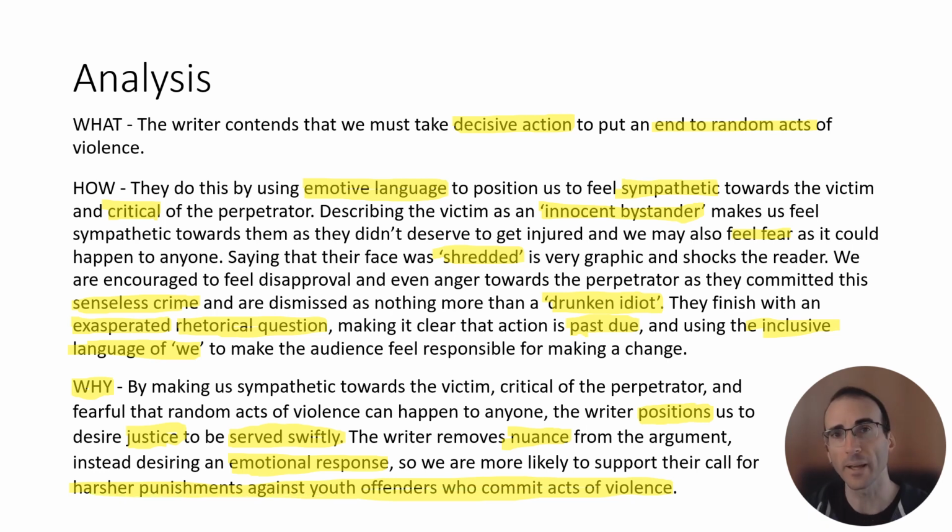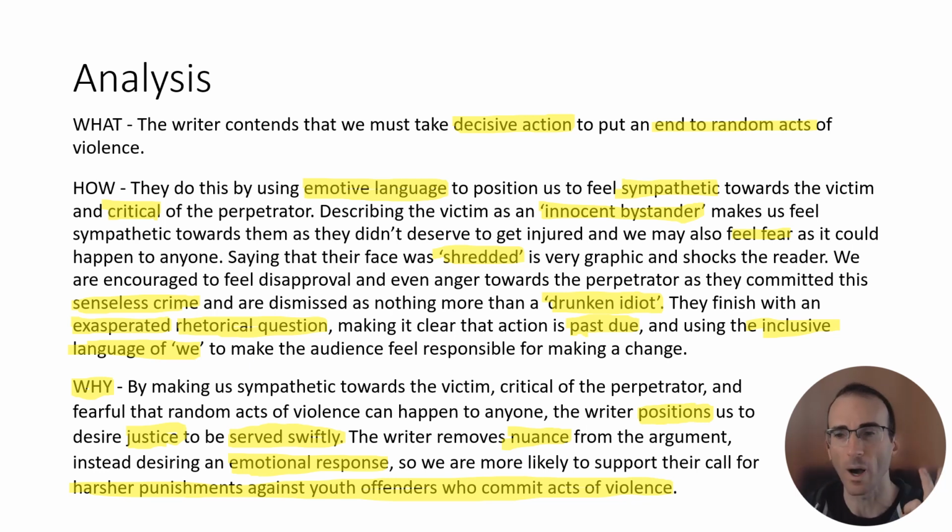So I hope you find that helpful. This is just one example. There's other ways you could have done it. There's other words or techniques that you could have picked out. But the key point is that you say, what point is the writer making? What argument are they presenting? How do they do that? Referring to specific language choices, persuasive techniques, tone, and any audio and visual elements.